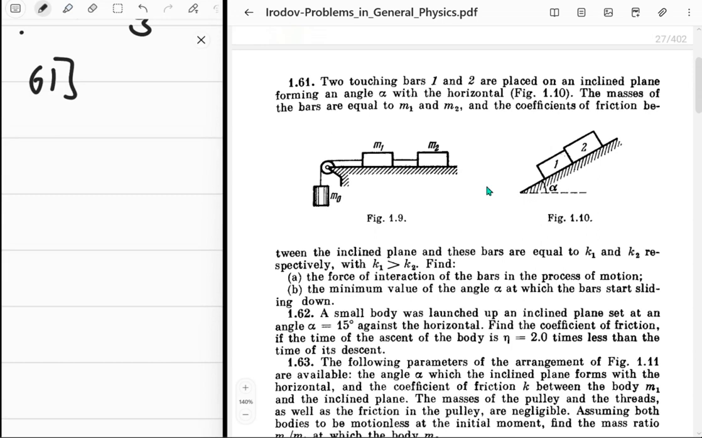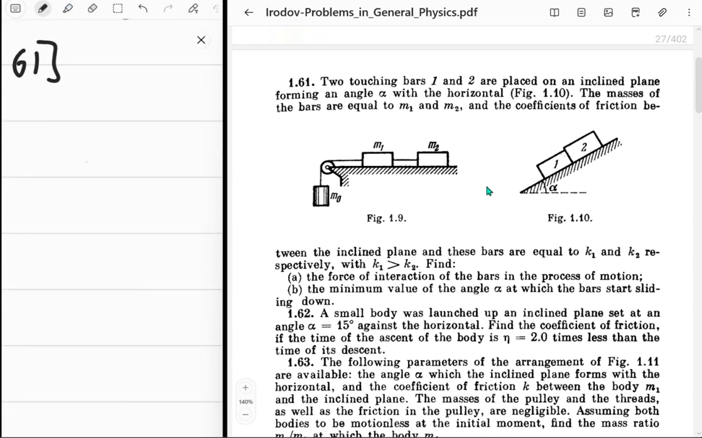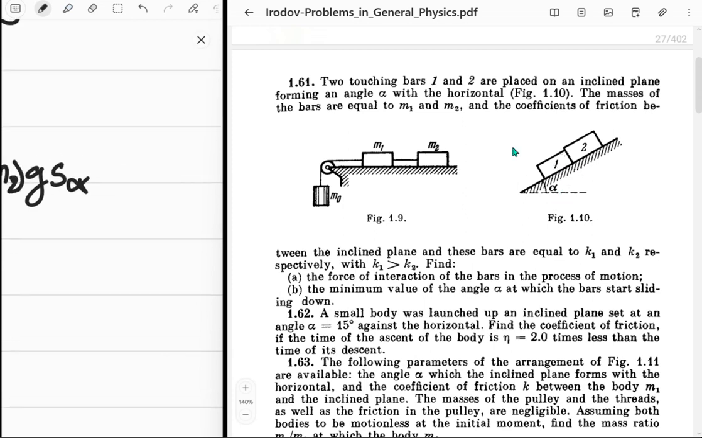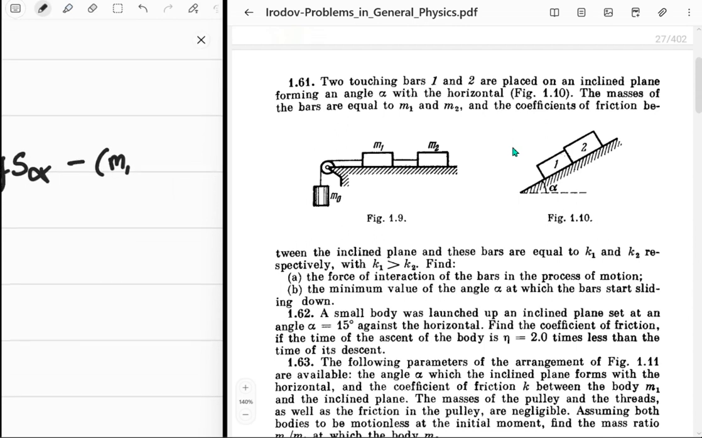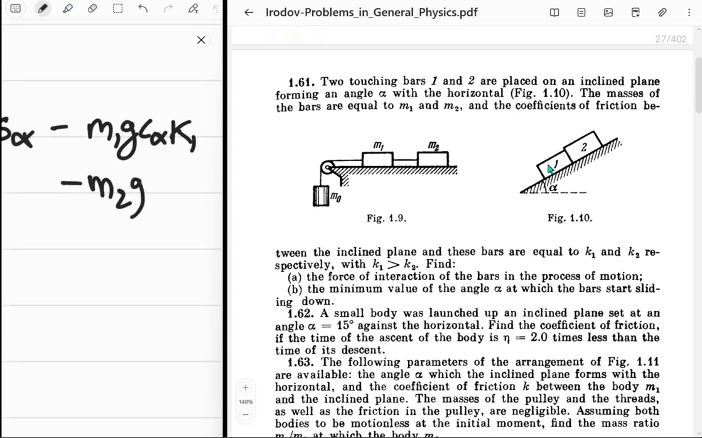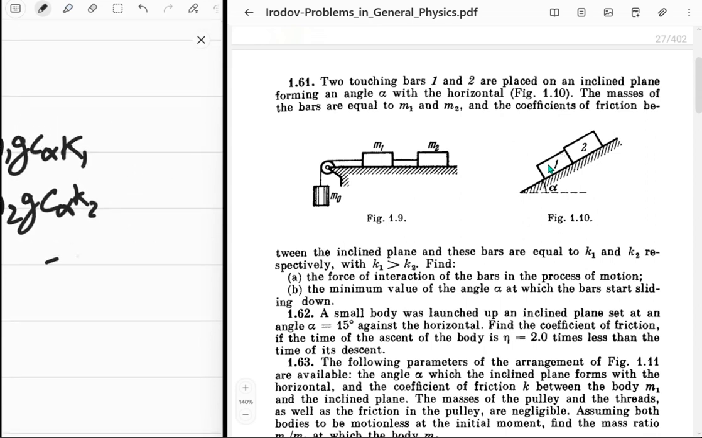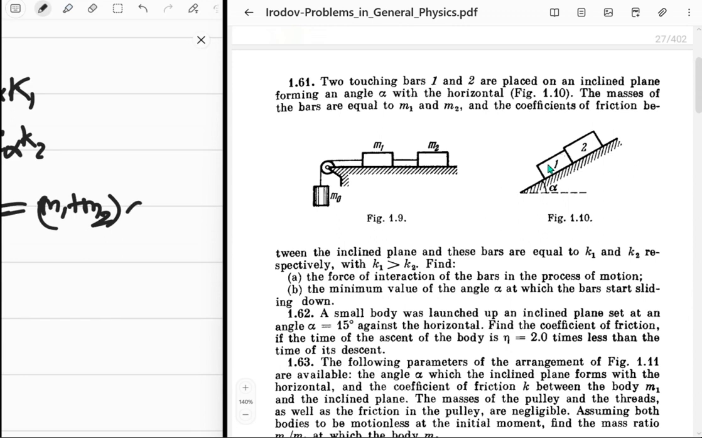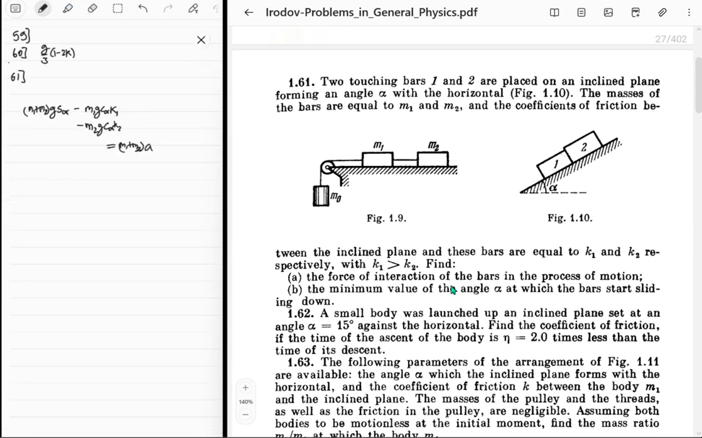Let's do it. So what's the force of gravity on these things? Just m1 plus m2 g times sine alpha in this case, that is pulling it down. Okay, there's a retarding friction force, so minus m1 g cosine alpha times the coefficient of friction k1, minus m2 g cosine alpha k2, right? This thing is basically m1 plus m2 times acceleration. Cool, keep doing it. What we want is the force of interaction of the bars in the process of the motion.